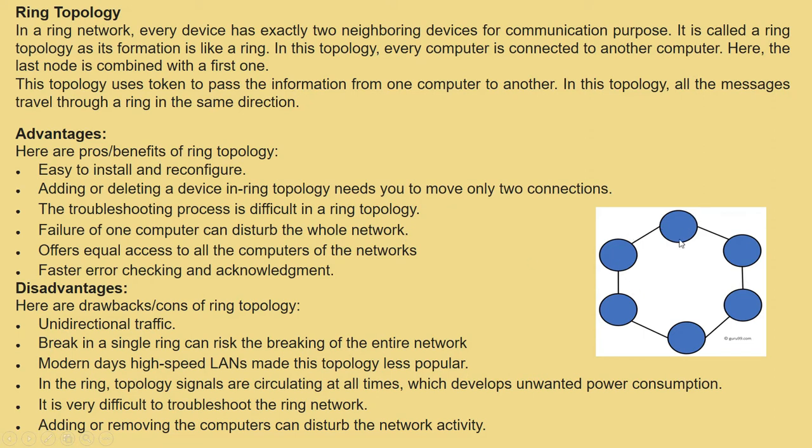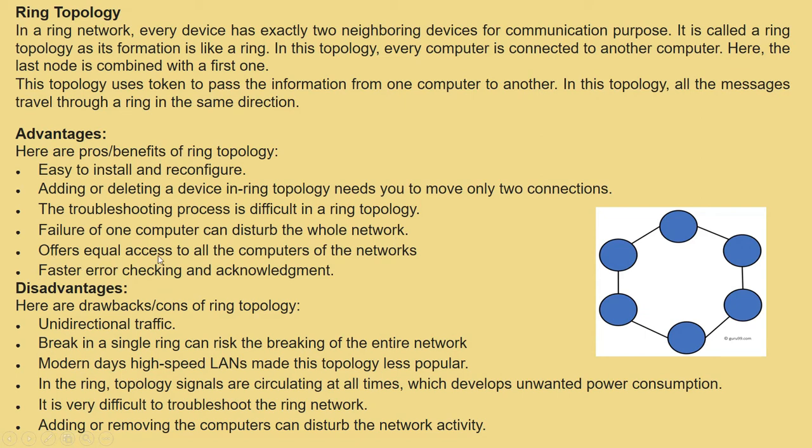Then failure of one computer can disturb the whole network. Think about this as system number 1. Suppose you are passing the data to system number 4. So think about system number 3 or node number 3 being totally corrupted or disturbed. So 1 is not able to pass the data to 4 because this network is totally broken from this point. Okay, that's why failure of one computer can disturb the whole network.